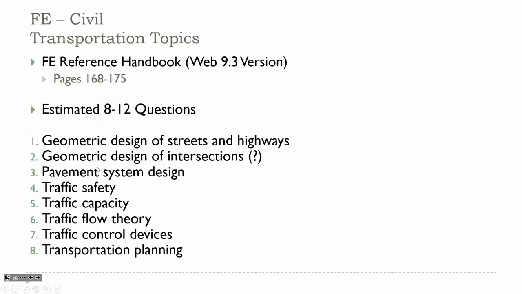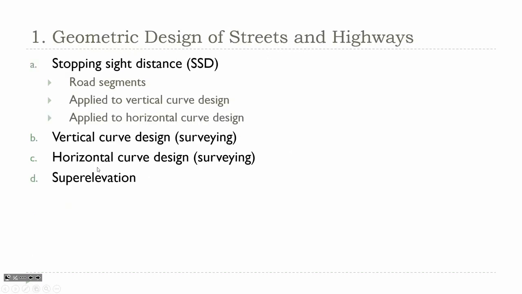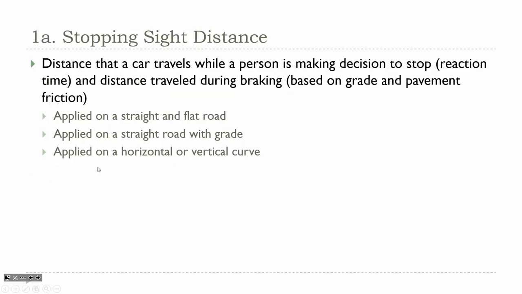So these numbers 1 through 8 are how I've got the slides laid out. The geometric design of streets and highways is going to be the stopping sight distance, and that can be applied to road segments. Driving straight down the road, somebody applies the brakes, could have a grade, how long or what distance is it going to take them to come to a complete stop. We have stopping sight distance applications for vertical curves and horizontal curves as well. There is a surveying section, which I'm going to go over next week, but the vertical curve and horizontal curve calculations include transportation and surveying applications. And then we have superelevation.